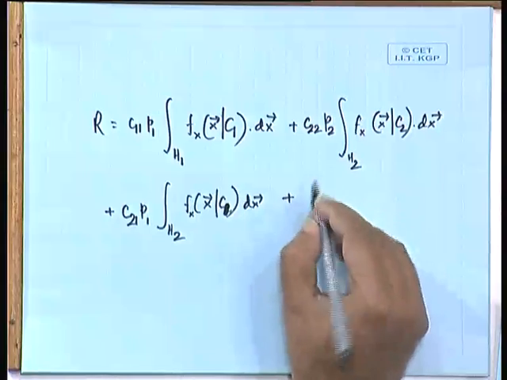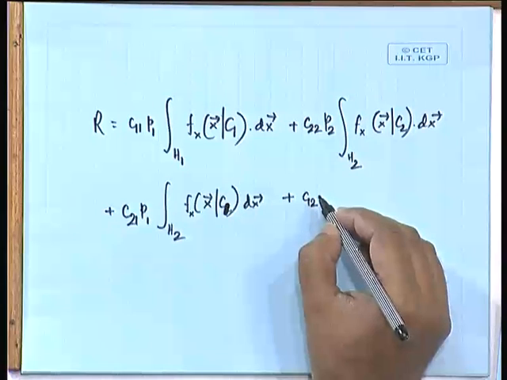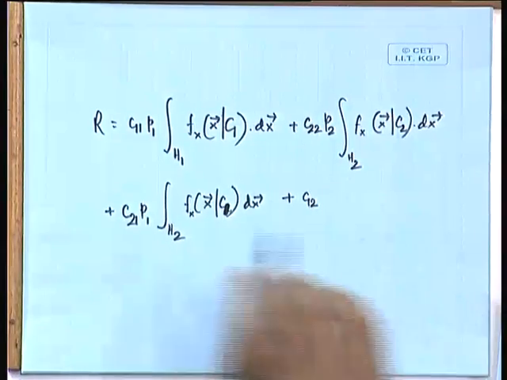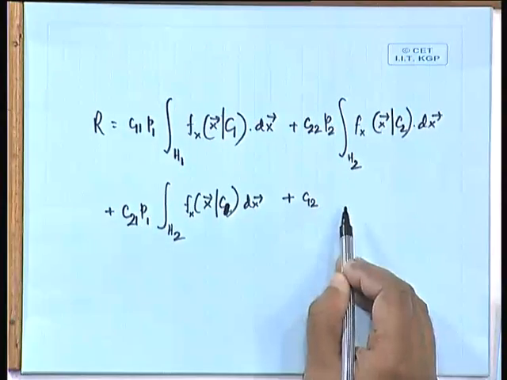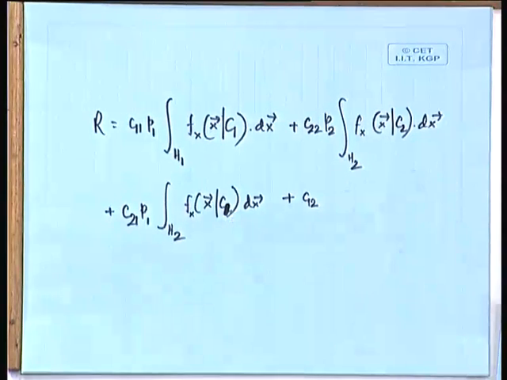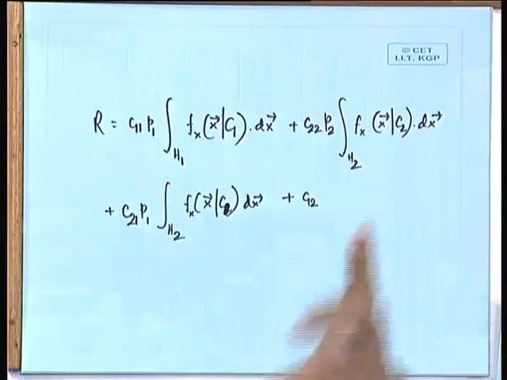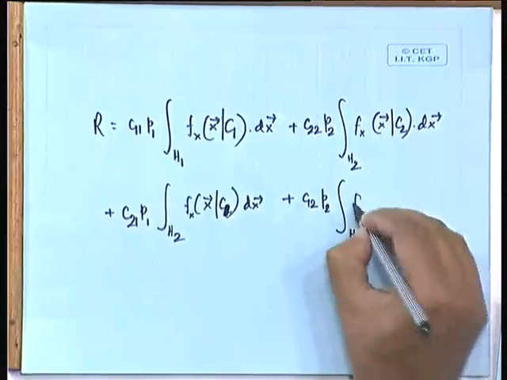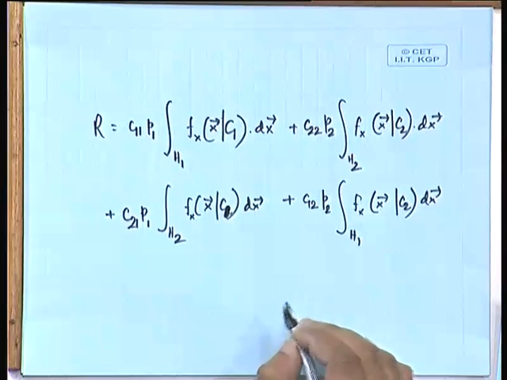The other term, the fourth term that we have to consider, is C12. Even if you don't understand it, you can write the fourth term by looking at the simple analogy. Because we have put C21 here, we have to put C12 here. Because we have put P1 here, we have to put P2 here. Because we have put H2 here, we have to put integration over H1 here, and x given C2 instead of x given C1. The logic remains the same. So it is C12 P2 integration over H1 fx of x given C2 dx. So these are the four terms.